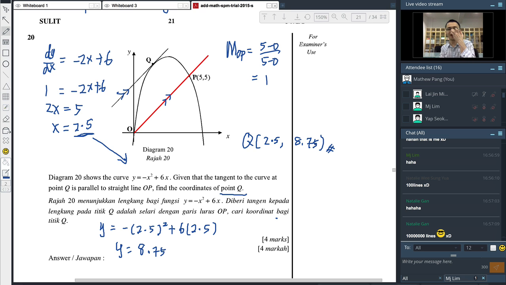Okay, it's very easy. The first thing is you have to understand the gradient, and then you find the gradient like this. Obviously all of you can do gradient, and then you have to understand the meaning of tangent to the curve. Tangent to the curve means at the point Q itself, the straight line and the curve have the same gradient. So at Q here, the gradient equals 1. So I do dy/dx equals 1, and solve it, I get x equal to 2.5. Then to find y, I substitute 2.5 into my equation for y, and I can easily get my y value.